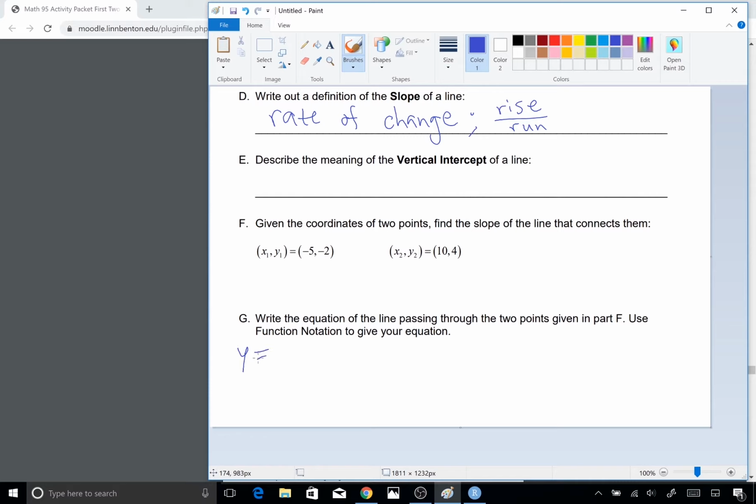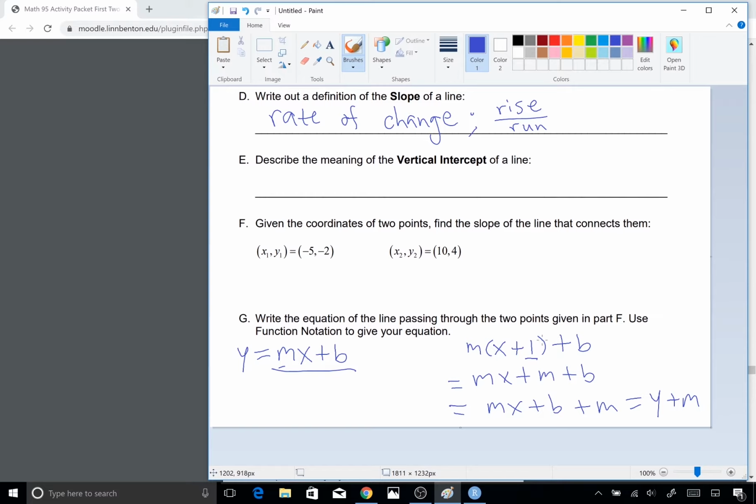So if you have y equals mx plus b, let's say in mx plus b, I add 1 to the x. So that'll give me m times (x plus 1) plus b, and that's going to be mx plus m plus b. That equals mx plus b plus m. And that's the same as y plus m, because y equals mx plus b. So a change of 1, adding 1 to x, adds m to y.